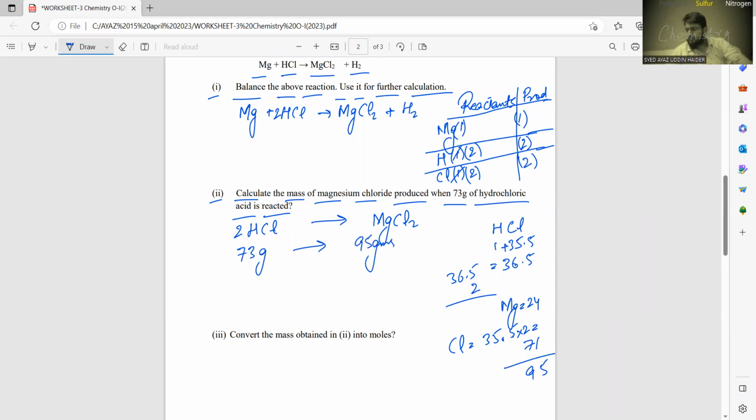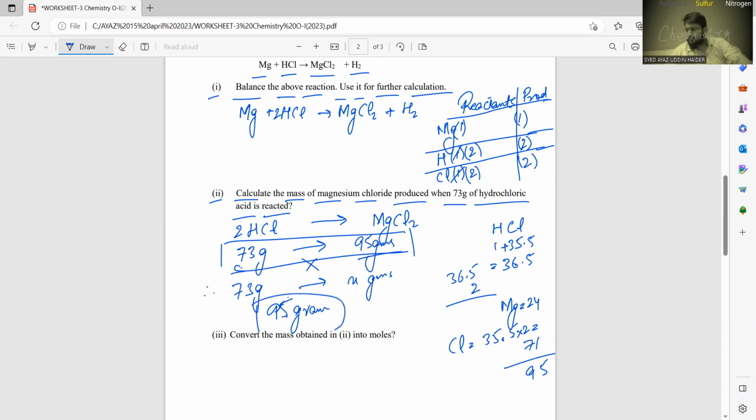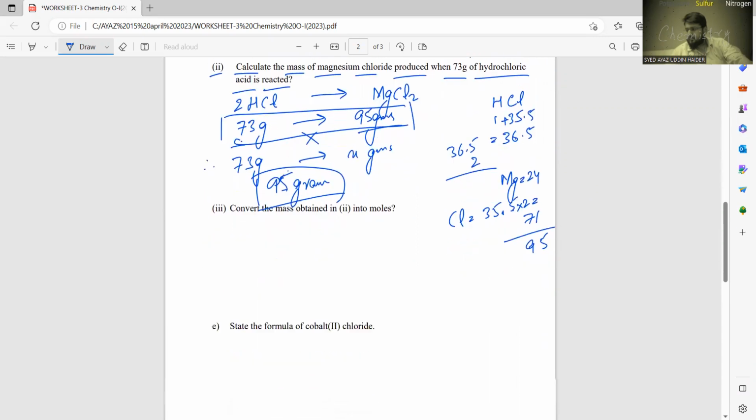Now, so 73 grams gives 95 grams of MgCl2. Therefore, 73 grams, again, it's written in the question, produces X gram of MgCl2. Answer will be the same because already given here. So the answer will be 95 grams. This will be your final answer.